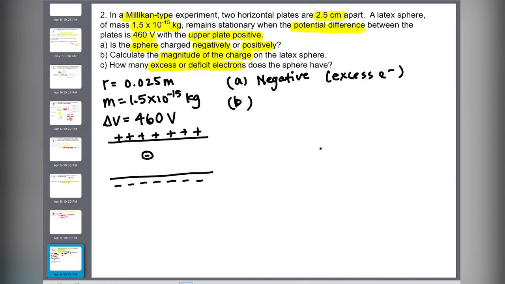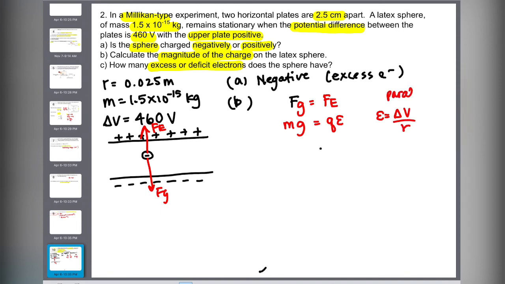Okay, part B, calculate the magnitude of the charge of the latex sphere. So basically you're just studying the free body diagram. I know there's FG going this way, and I know that's FE going the other way, and FG has to equal FE. Okay, I'm just going to write it here. mg is equal to Q epsilon, and I know epsilon is delta V over r for a parallel plate. So I'm going to plug that all in. mg equals Q epsilon, delta V over r. Then I'm going to plug everything in and solve for Q.